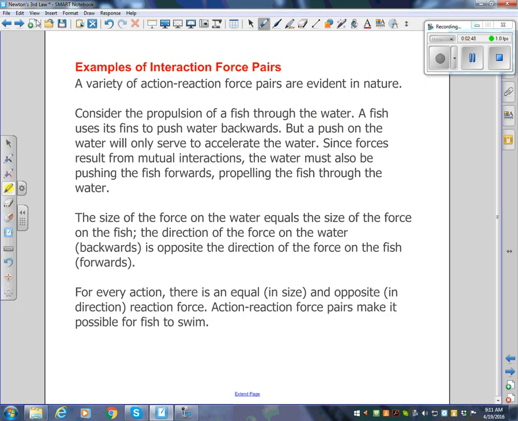Here are some examples. A variety of action-reaction force pairs are evident in nature. That happens all the time. Let's go through some examples.